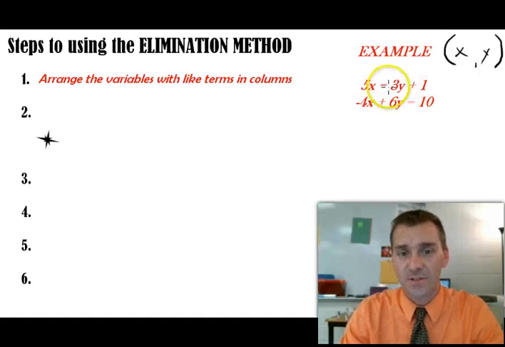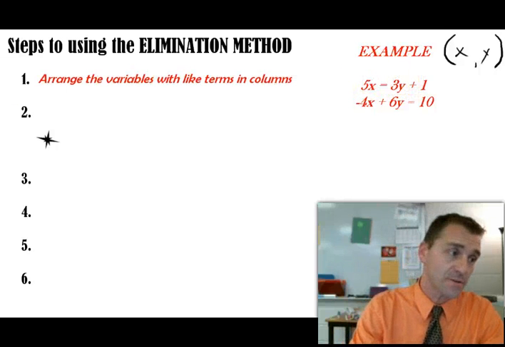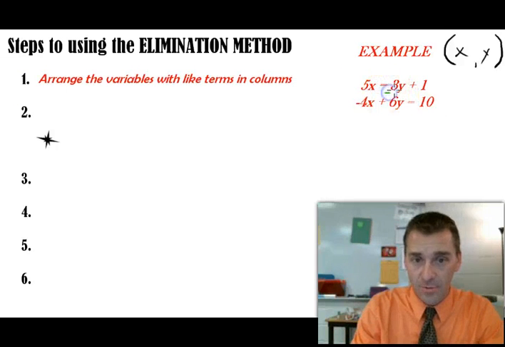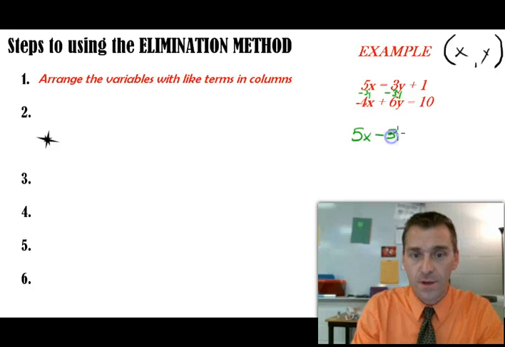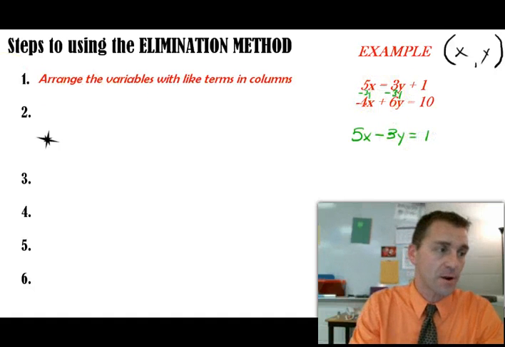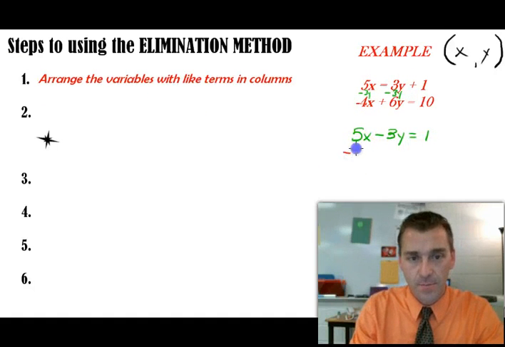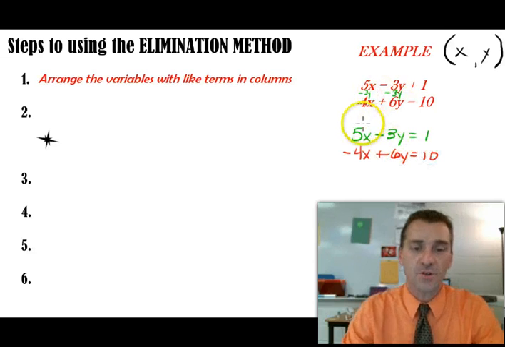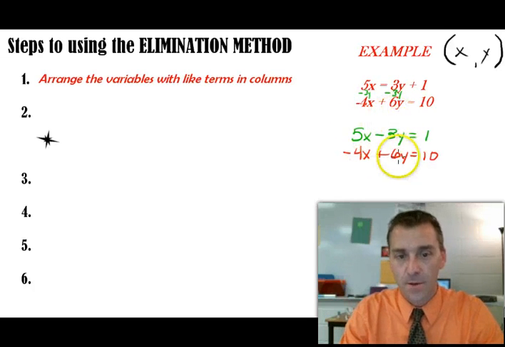So that means I need to take this 3y and algebraically get it to the left side of the equation. That means I would subtract a 3y right there and subtract a 3y right there. So that means this first equation would go to 5x minus 3y equals 1. So that is that first equation right there. I'll rewrite the second one just so you can see it, but it looks like this. Beautiful.